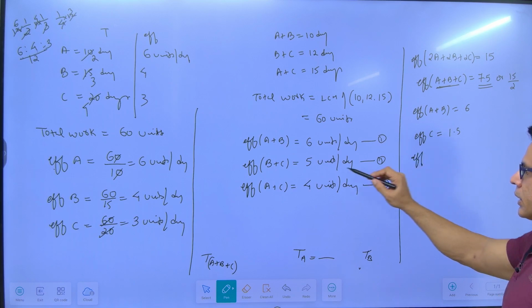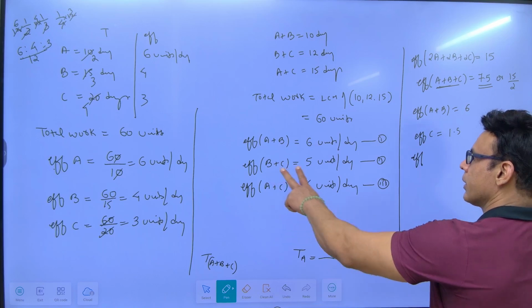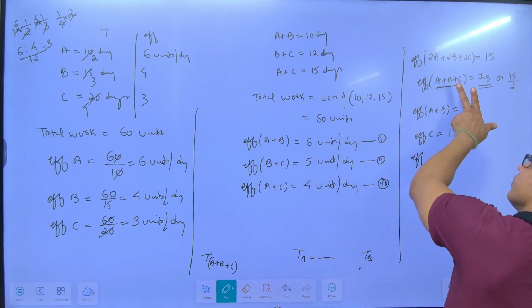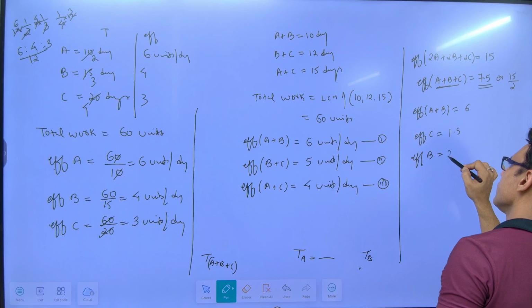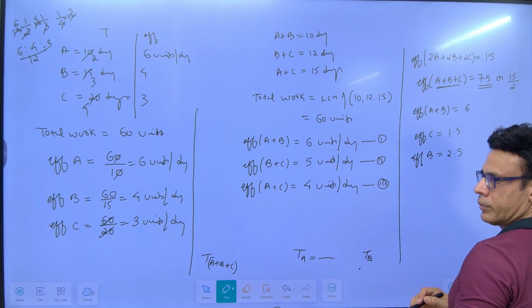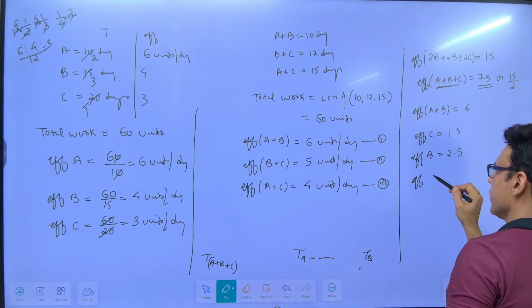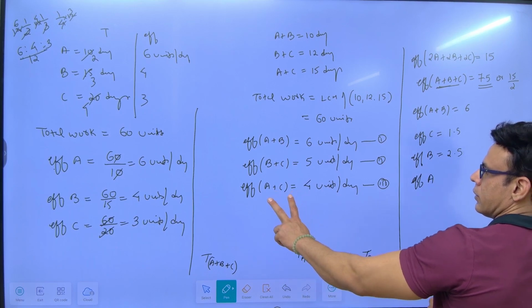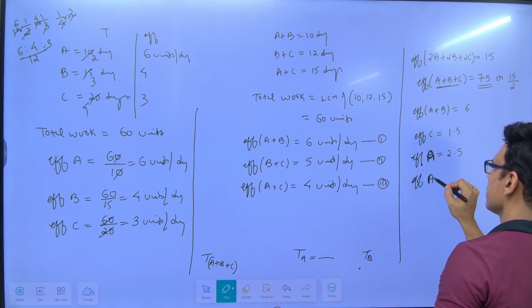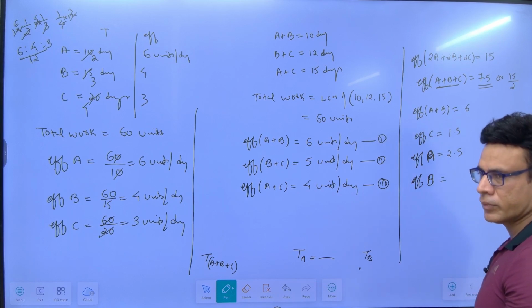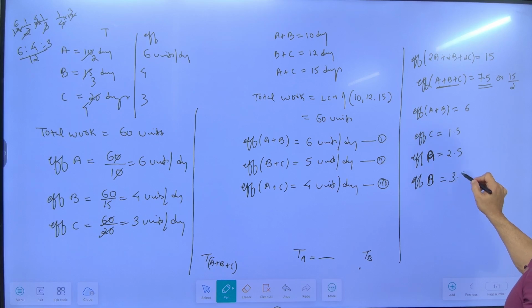Similarly, look at the second equation. B plus C's combined efficiency is 5. So in place of B plus C put 5. 7.5 minus 5 gives the efficiency of A. Similarly, this is A, and this is B. Yes, individual efficiencies. Now you can find out everything.